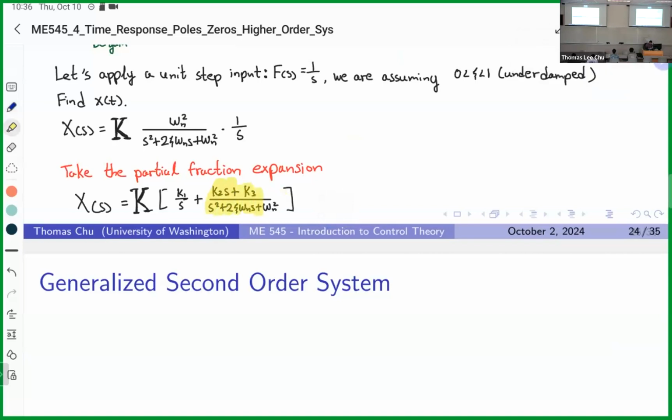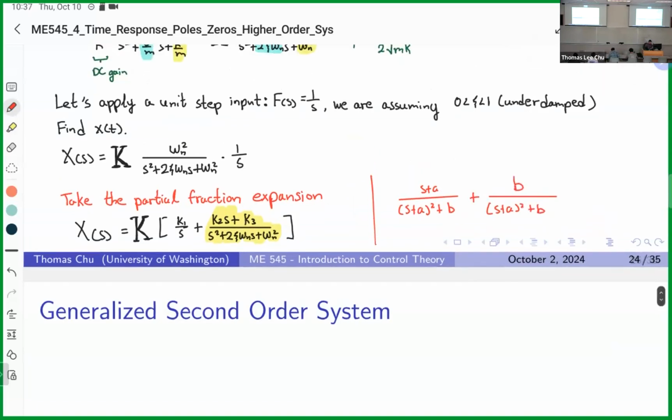we need to get this term into some form. We want this equivalent form, kind of like (s plus a) divided by (s plus a) squared plus b, plus b over (s plus a) squared plus b. So we want this form here.